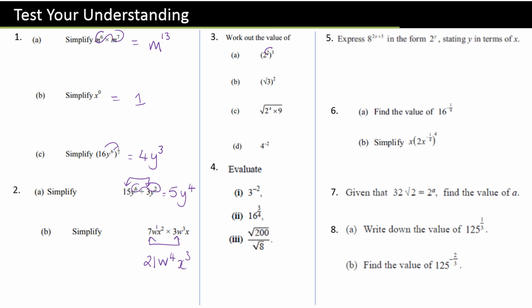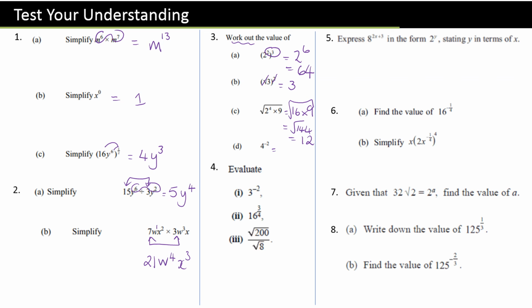Number 3, we have to multiply, so that would going to give you 2 to the power 6, and it's asking you to work it out. So 2 to the power 6 is going to give you 64. Squaring and rooting will cancel each other out, so that's just going to give you 3. 2 to the power 4 is going to be 16 times 9, and that's all under the square root. 16 times 9 is 144, and we want the square root of 144, which is 12.